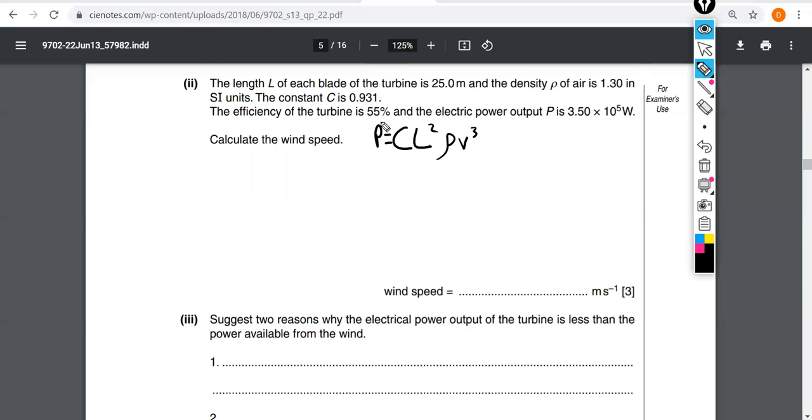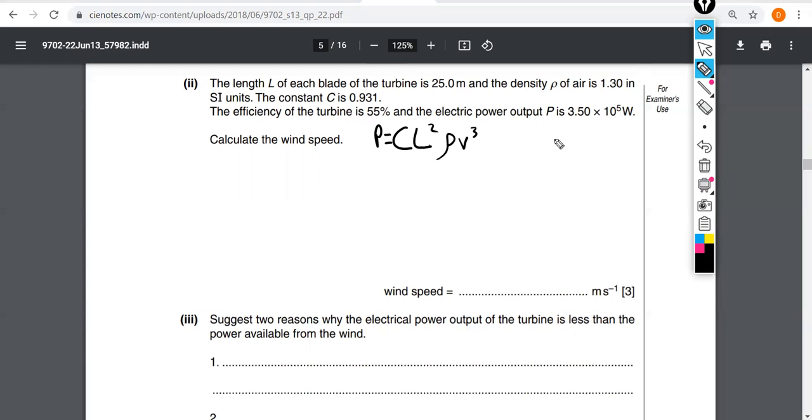Now, efficiency, we were introduced to this idea the other day, but we haven't really worked with it too much in terms of calculation. So we have the efficiency of the turbine is given as 55%, and they give us the power output. Remember that they define power in this equation as the power available from the wind. Like the wind has a certain amount of power in it, but this turbine is only 55% efficient at converting that available wind energy into useful energy out.